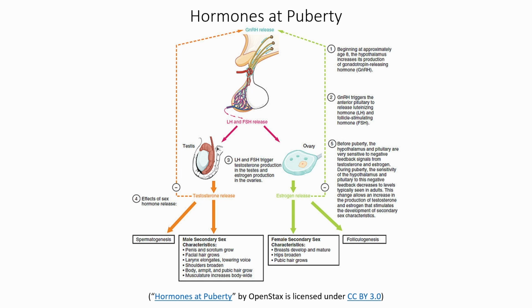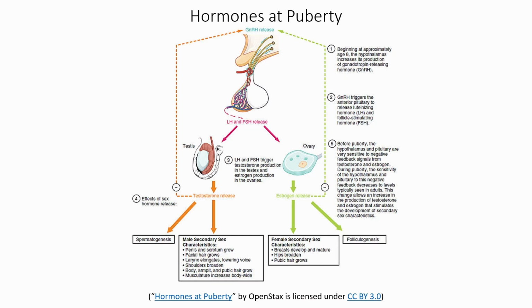So here are the hormones at puberty. And again, this is happening in males and females. I'll talk about the generic stuff, and then we'll talk about the different characteristics that happen. But we have gonadotropin releasing hormone communicating to the anterior pituitary. The anterior pituitary releases luteinizing and follicle stimulating hormone.